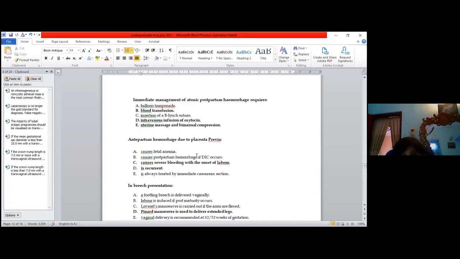When the lower segment stretches, the placenta begins to separate from the lower segment. That is why it's recurrent and severe bleeding, because the latest separation from the lower segment occurs with onset of labor when the lower segment stretches a lot. It's not always treated by immediate cesarean section. It's treated with immediate cesarean section only if the bleeding is profuse or she comes after 36 weeks. If the bleeding stops and the fetus is premature, carry out expectant management.